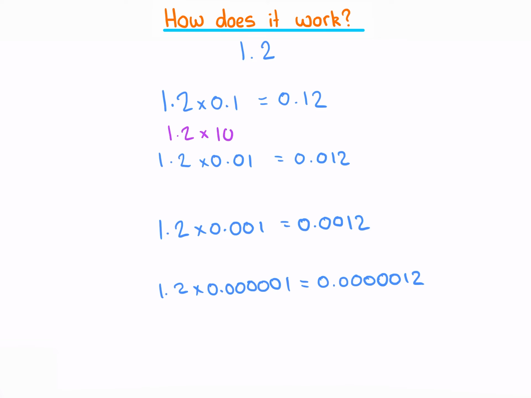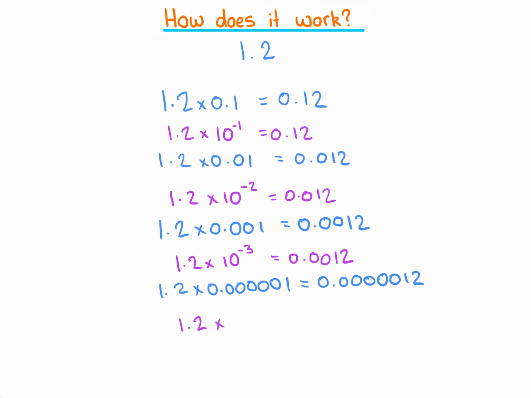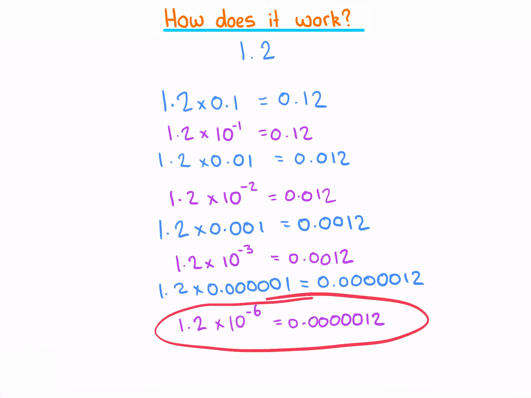0.1 is 10 to the power of minus 1. 0.01 is 10 to the power of minus 2. 0.001 is 10 to the power of minus 3. And 0.000001 is 10 to the minus 6. Making our very small numbers much easier to write.